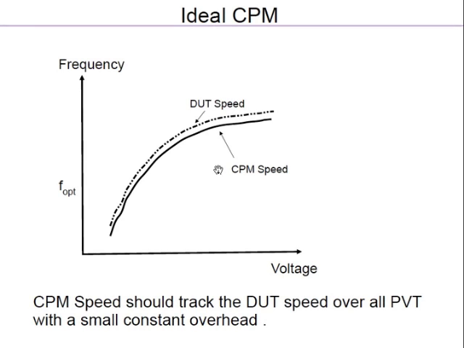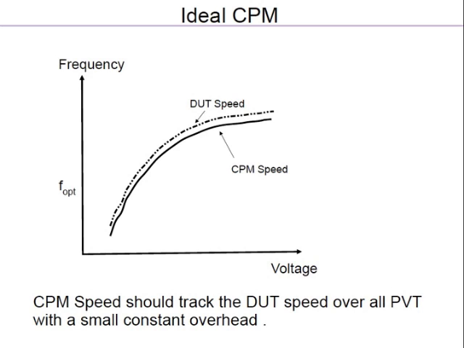What you want from the model is that it should be faithful to the actual critical path. The actual critical path has a certain frequency to voltage characteristic, that is the DUT, device under test, speed. The critical path model should follow this, but be a little conservative, just to be on the safe side. You're given a little margin, so that you measure for that frequency what voltage is required for the critical path to work, and then you use that voltage for the rest of the chip.